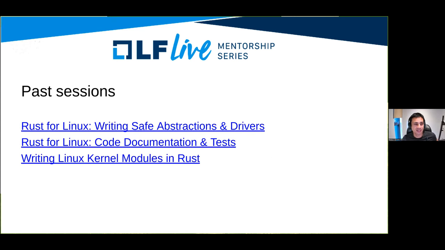We've actually already had three sessions on Rust for Linux in the mentorship series. The last one I presented was on how to write modules, and we went through the steps to write these modules. But we started from a VM that was all set up, right? So this session is a prequel to that. What we're going to work on here is how to get to that state where we can write code, compile it, and run it on qemu with a busybox image.